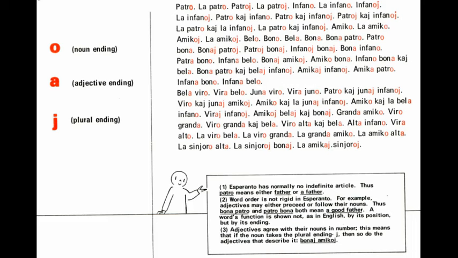Amico kai la iunai infanoi, a friend and the young children. Amico kai la bella infano, a friend and the beautiful child. Virai infanoi, male children. Amicoi belai kai bonai, beautiful and good friends. Granda amico, a great friend. Viro granda, a big man. Viro granda kai bella, a big and handsome man.